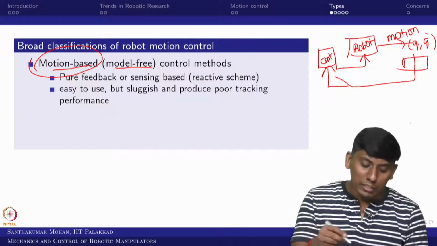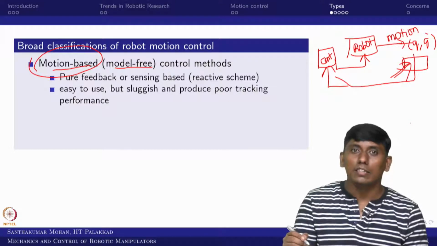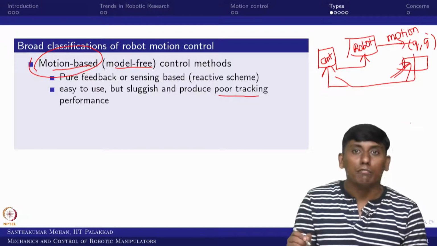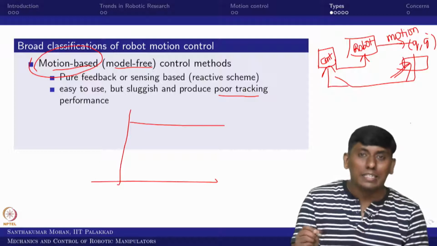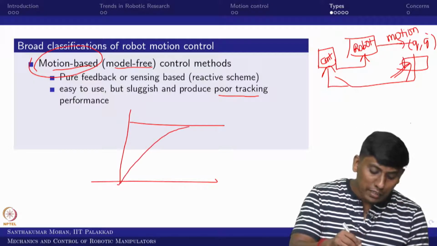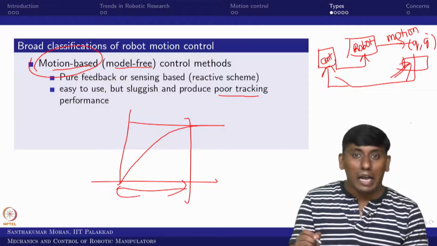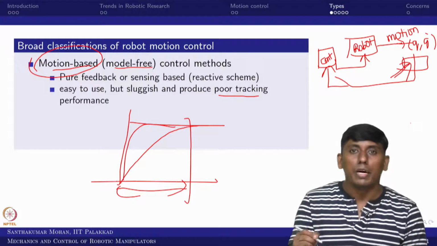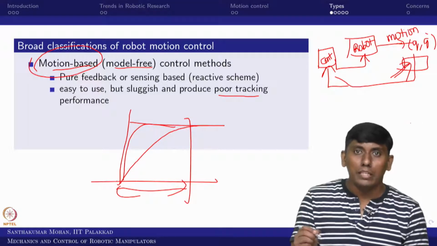However, the problem is that, first, the sensor would have noise. Second, this motion based control usually has poor tracking performance and is sluggish. In the sense that, if you have a step input, the controller will take time to reach it, and this much time is lag. However, the model based controller will probably go somewhere here. That is the basic idea of the difference between motion based and model based.